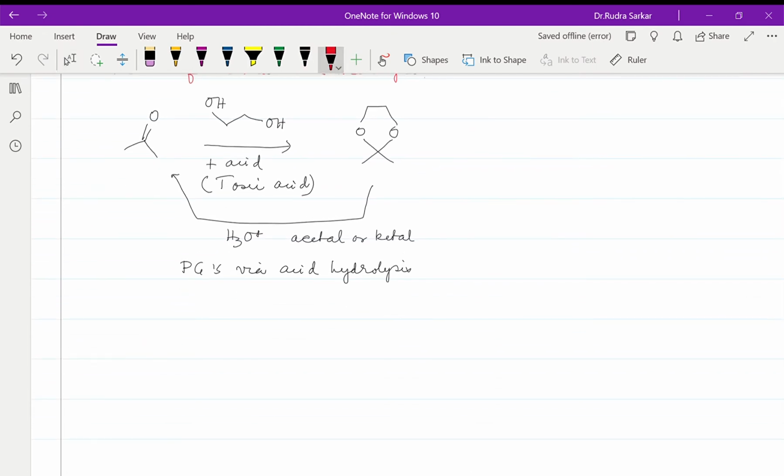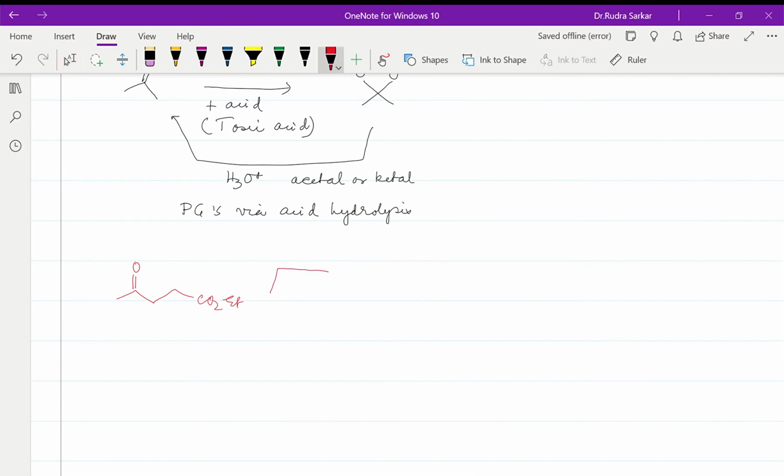So let us take an example in which we use this strategy of protecting one group and then performing the reaction on the other group. Take this compound, where we have a keto group and also an ester group, and suppose we reduce the compound with NaBH4 in the presence of ethanol. We know that NaBH4 can selectively reduce only keto or aldehyde groups but not the ester. So here our product will be this corresponding alcohol.